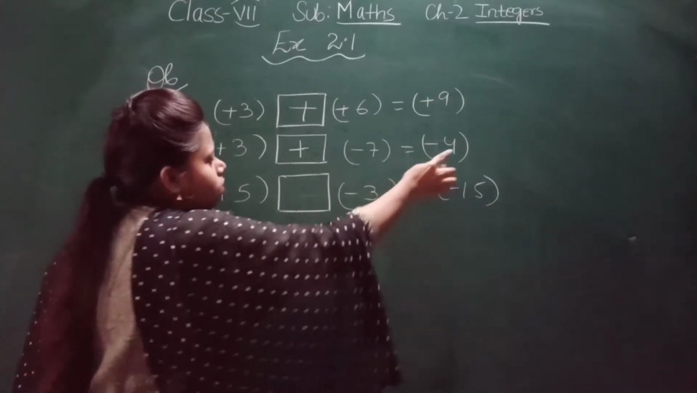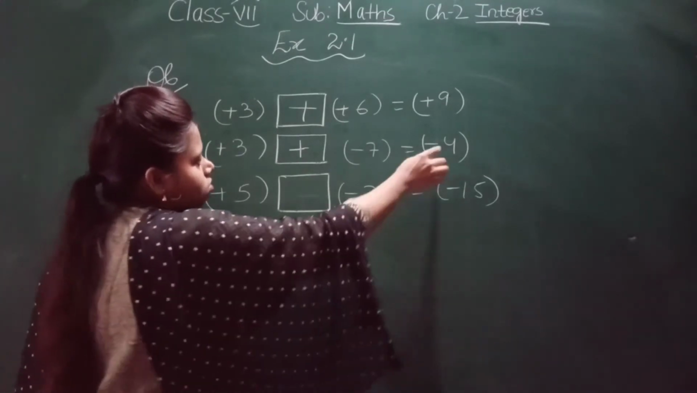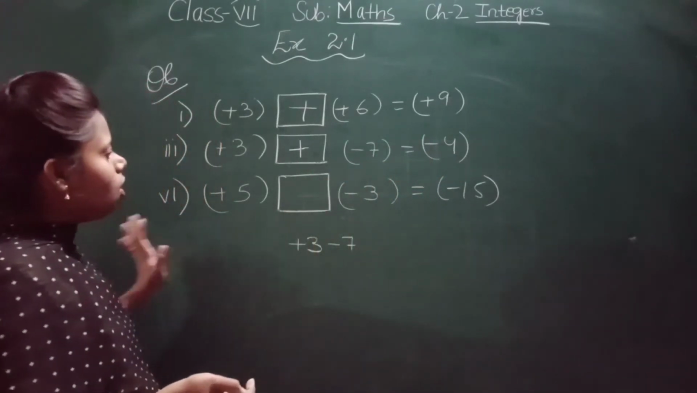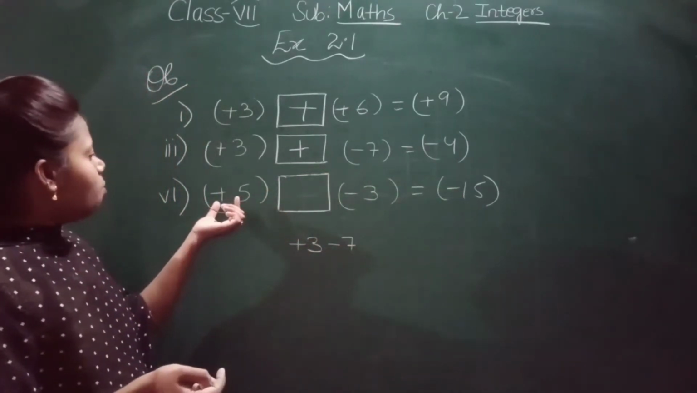Minus 7 minus 3 is what? 4. And this 7 has a greater absolute value. What is there in front of this? Minus. That is why minus 4 will be there. Okay. Now what will be the sign here? That we will get minus 15. Okay, this is positive 5.